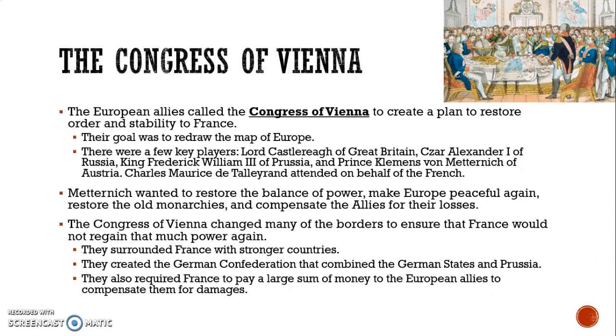Metternich wanted to restore the balance of power to make Europe peaceful again. He also wanted to restore the old monarchies and then compensate the European allies for their losses. The Congress of Vienna changed the borders to make sure that France would not regain power again. They surrounded France with stronger countries, and they also created the German Confederation that combined the German states and Prussia together to create a stronger front against the French.